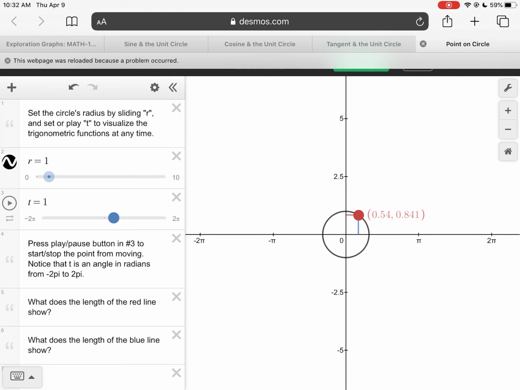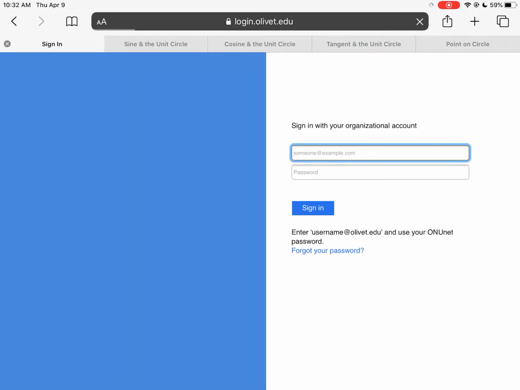All right, so if you take a look, this blue line matches the length of the y-coordinate. So the blue line is just the y-coordinate, 0.841, and the red line is the length of the x-coordinate. So when you see the red line, it's the x-coordinate. The blue line is the y-coordinate.